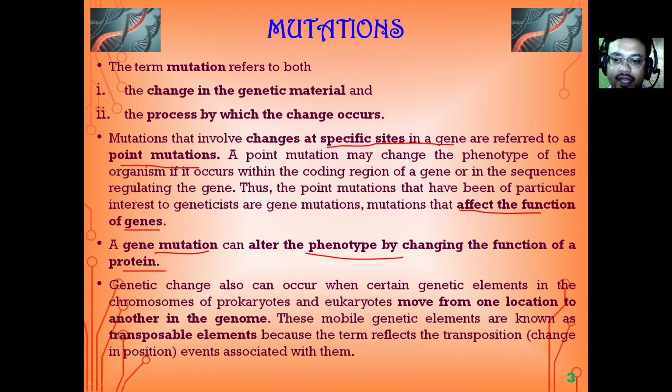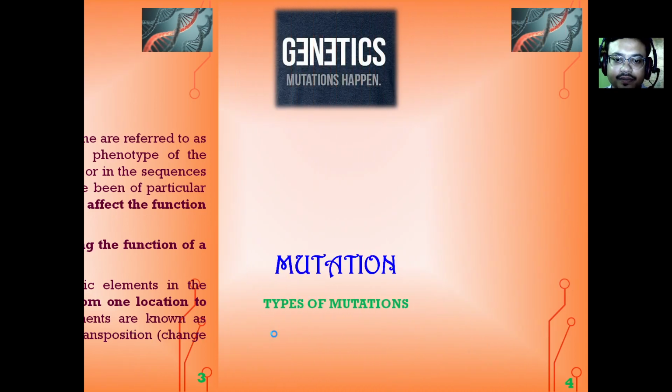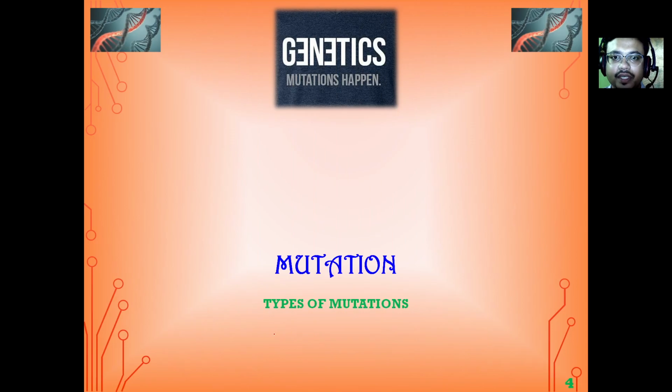Also, in some cases, the genetic mutation can occur when some genetic elements change their position, like they move from one location to another, which can be seen in the case of transposable elements. Now coming to the types of mutation.